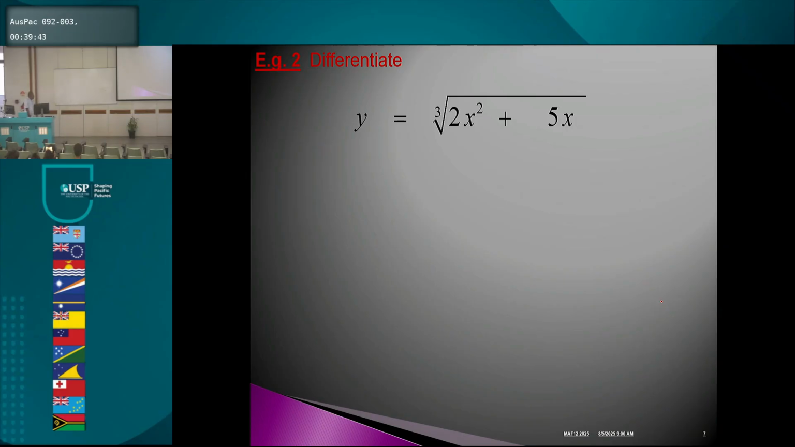y equals cubed root of 2x squared plus 5x. We can write cubed root as a power. What's the power representing cubed root? To the power of? Cubed root? To the power of 1/3, yes. What's the inner function here? 2x squared plus 5x. Outer function? To the power of 1/3. I give you 1 minute. See if you can differentiate this first.